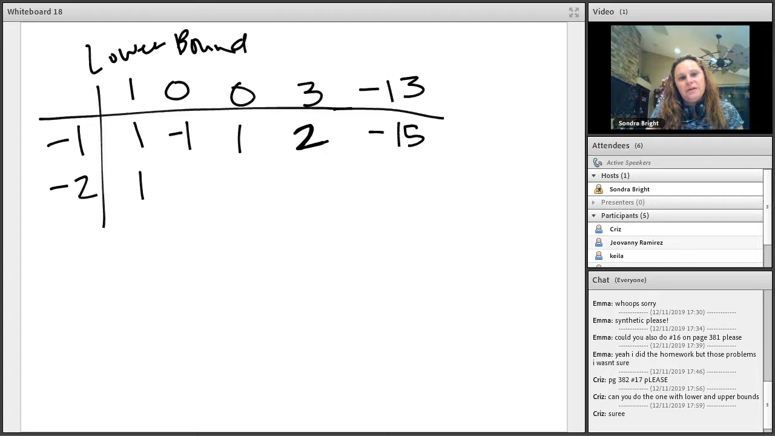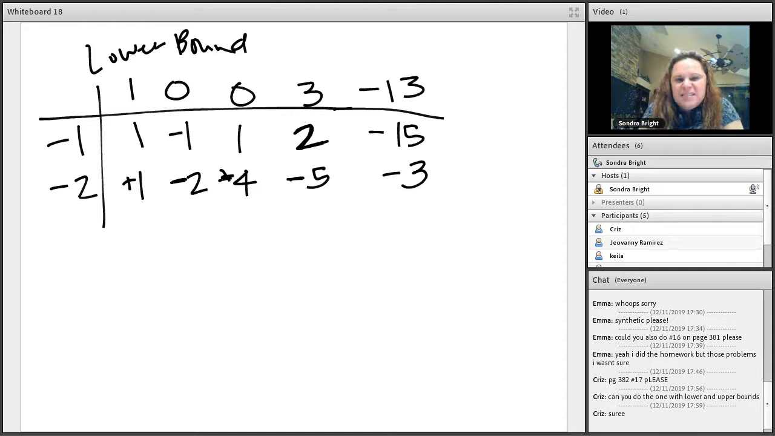Try negative 2. Bring down the 1. Negative 2 plus 0 is negative 2. Positive 4 plus 0 is 4. Negative 8 plus 3 is negative 5. And then a positive 10 times a negative 13 is a negative 3. Darn it. We went positive, negative, positive, negative, and then the very last one didn't work. Usually when that happens, it'll be the very next number. When they're all alternating and then it's just the last one that didn't work, then it's usually the next integer you plug in.